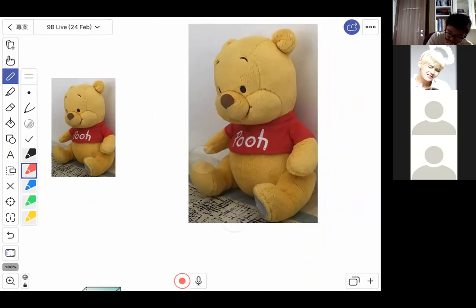For example, the length of this cute hand, I will have 2 cm here, for example, and then this one would be 6 cm, multiplied by 3. And then I talk about the area of this ear. If I have 8 cm square for this ear, then what should be the area of this part? This is a typical question that you will have, because they are similar figures.